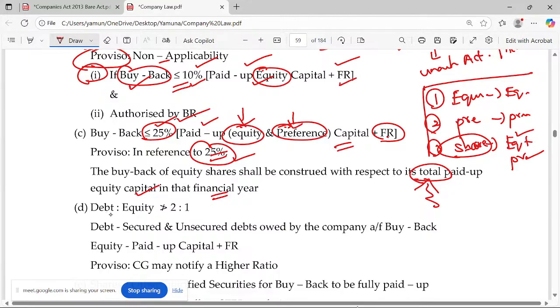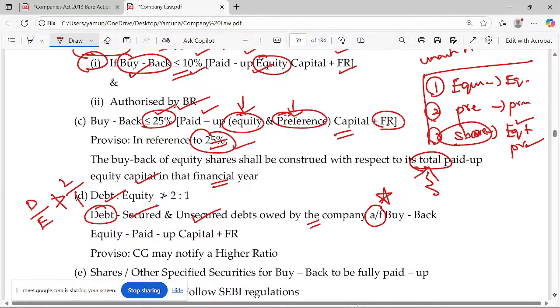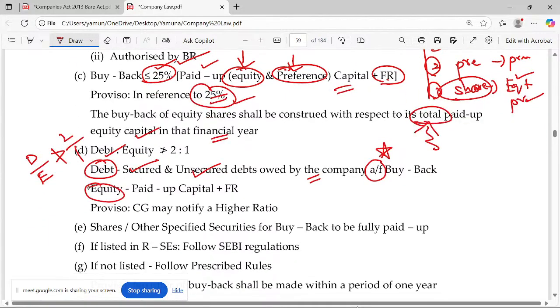And the debt to equity ratio. Debt by equity should not be greater than 2 by 1, a 2 is to 1 ratio. Here, when we say debt, we are talking about secured and unsecured debts owed by the company after buyback. After buyback, not before buyback. After buyback, you have to check whether this ratio is maintained. Then equity: paid up capital plus free reserves.